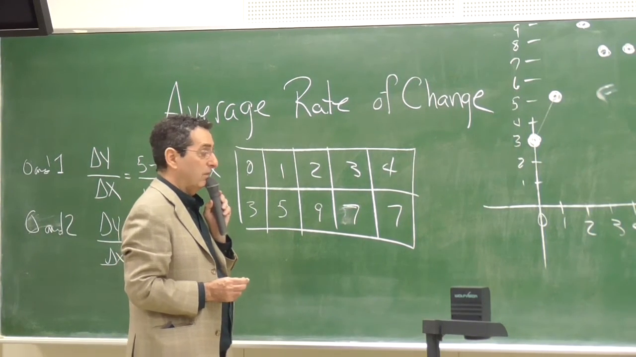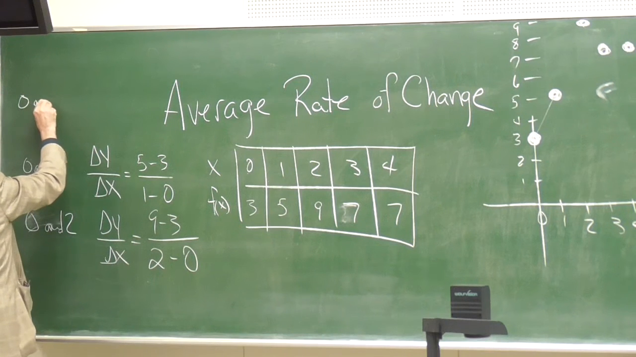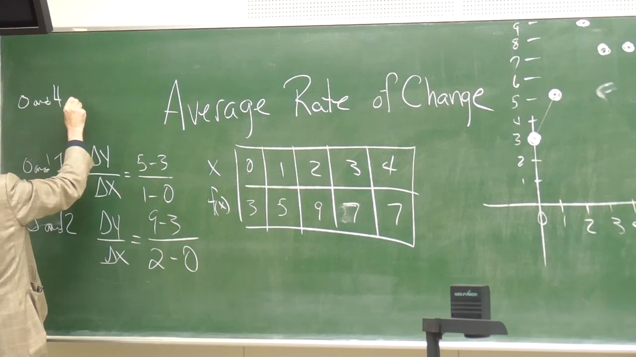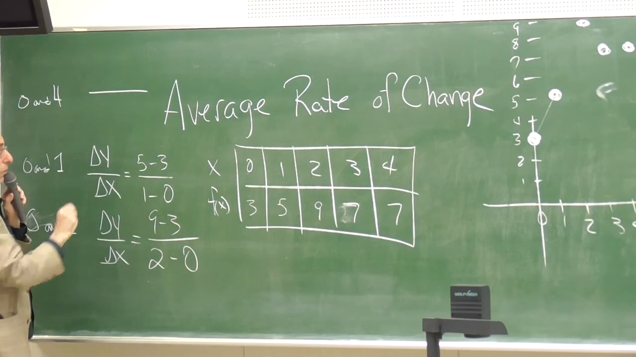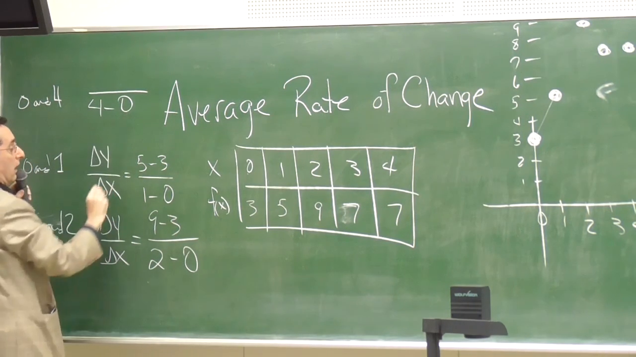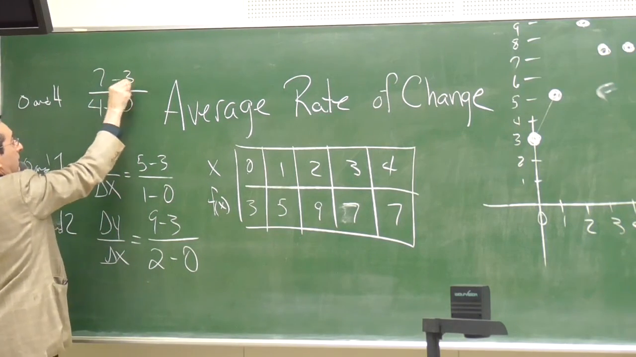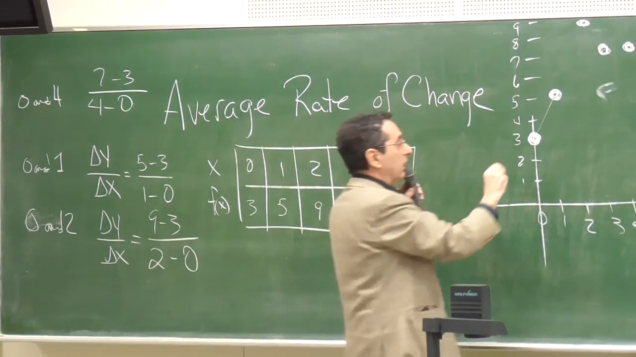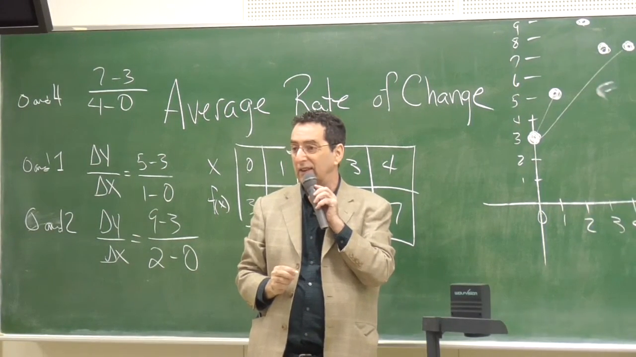And how about between 0 and 4? So if we do that, what do we got? 0 and 4. Now what? We get 4 minus 0, and on the top we get 7 minus 3. So that's the slope from here to there. Okay? So we're talking about that situation.